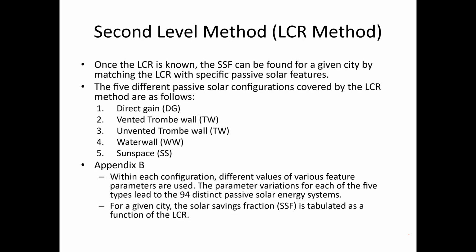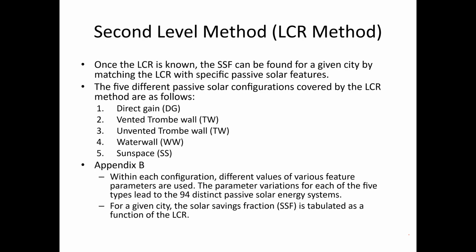Once that LCR is known, the solar savings fraction can be found for a given city by matching the LCR with specific passive solar features. There are 5 different passive solar configurations covered by this method: the direct gain, the vented Trombe wall, the unvented Trombe wall, the water wall, and the sun space. So let's turn to Appendix B in the back of your book, located on page 415.